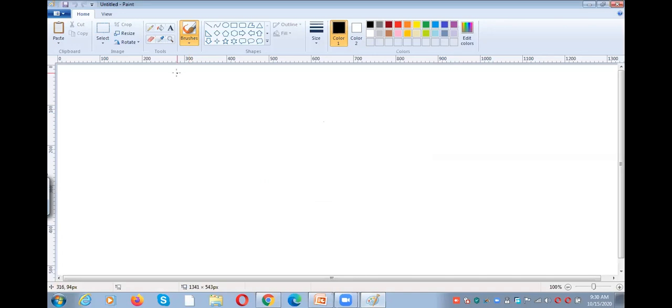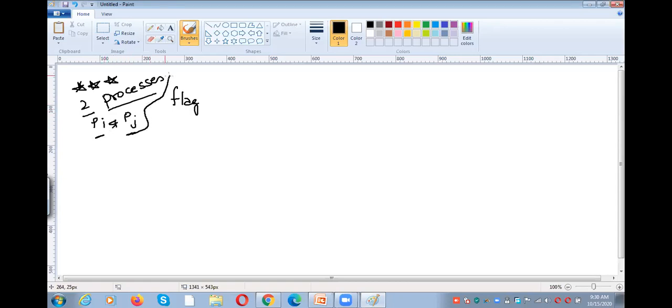So now we are going to discuss the Peterson solution. In the Peterson solution, we have two things. The first one is a flag. And the next most important thing you need to understand is that in the Peterson solution, we are talking about only two processes, not more than two. What are those? Process Pi and process Pj. Only two processes, Pi and Pj.